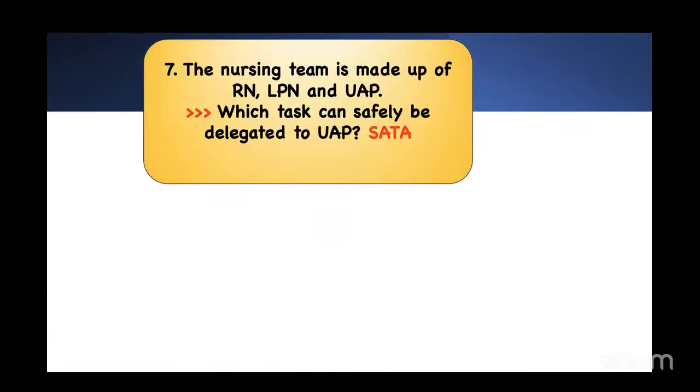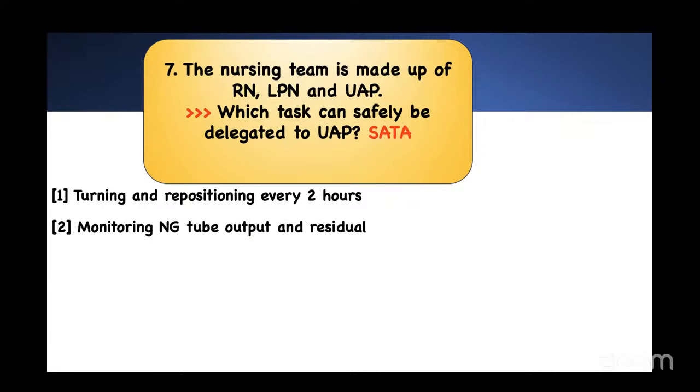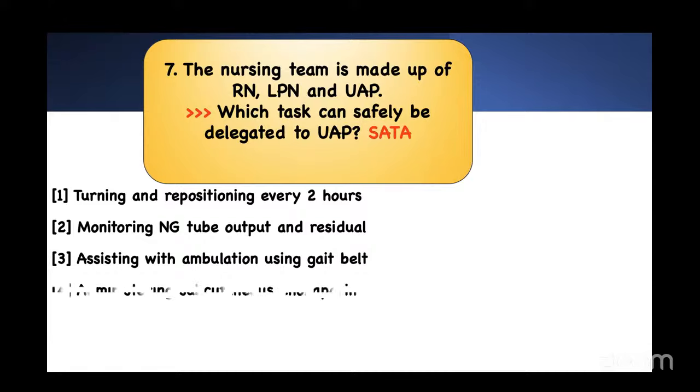And number 7, now delegation. Let's go to delegation. The team is made up of what? We have an RN, an LPN, and a UAP. Which tasks do you think we can give to the UAP to take care of this patient? Turning the patient because we want to prevent pressure ulcers, like every 2 hours. What do you think? The UAP can do that? And then monitoring the NG tube output and the residue. Who should do that? The UAP? And assisting the client to walk with the gait belt. You give that to the UAP? And giving the patient enoxaparin subcutaneous. Who is going to inject it? The UAP.